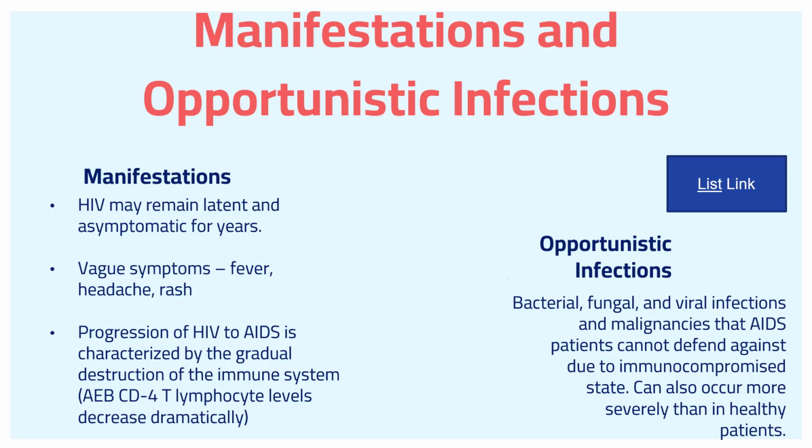Now, manifestations and opportunistic infections. HIV can remain latent and asymptomatic for years. So a patient may not even know that they have HIV. They may know that at some point they developed vague overall symptoms. They may have fevers intermittently or a headache or a rash.